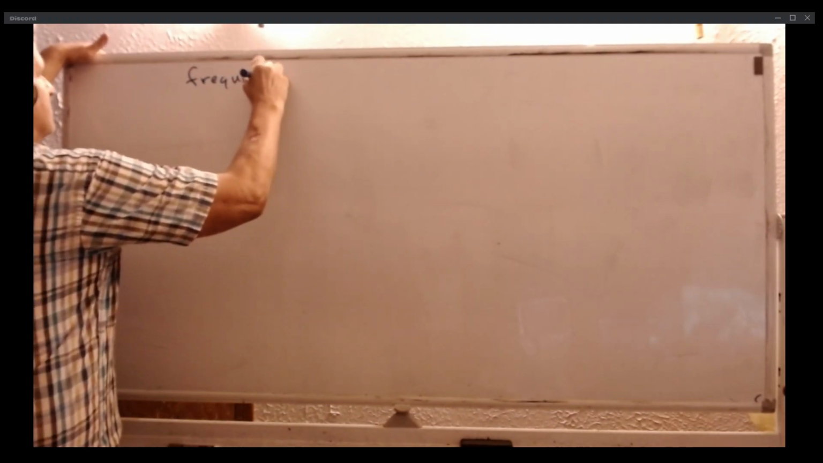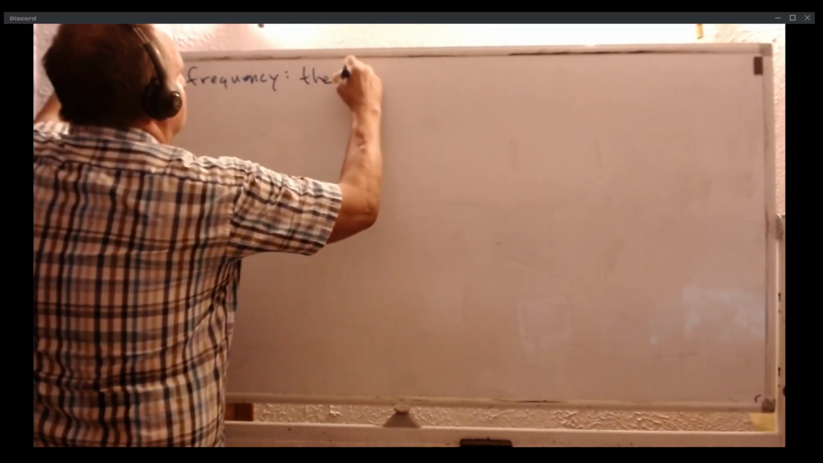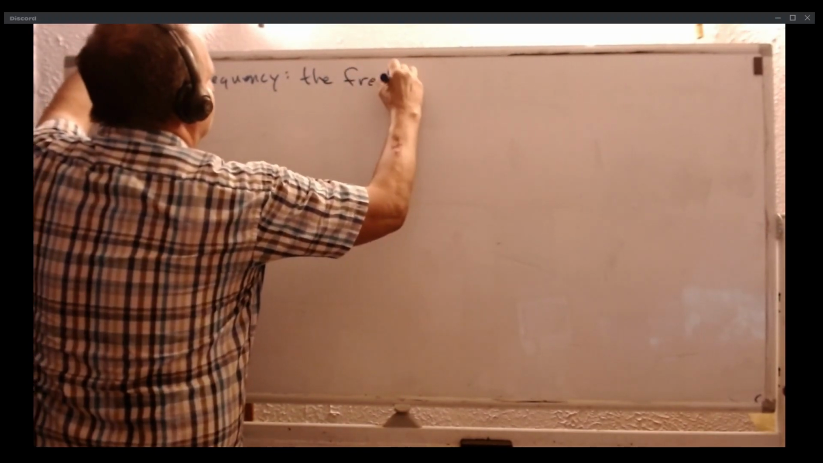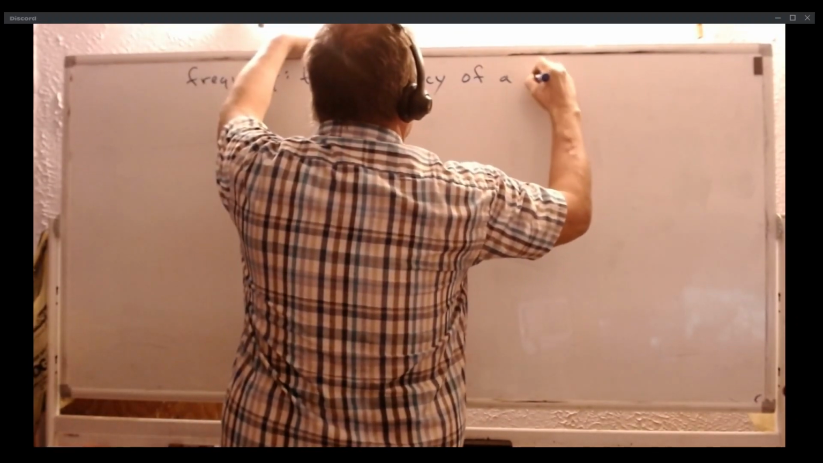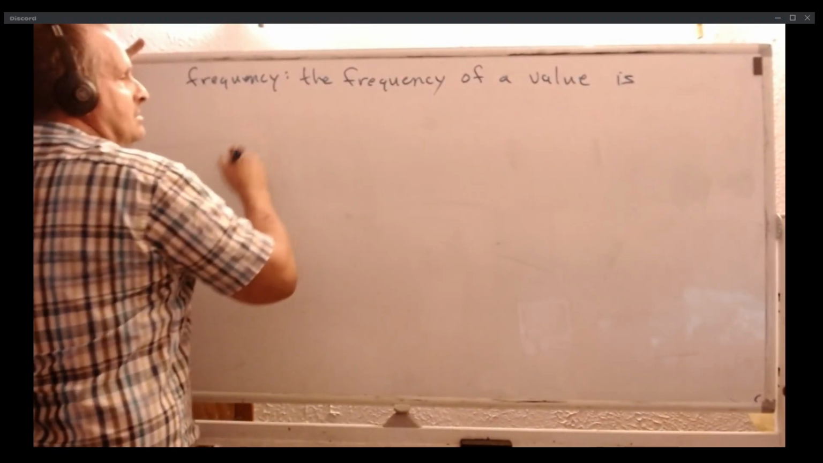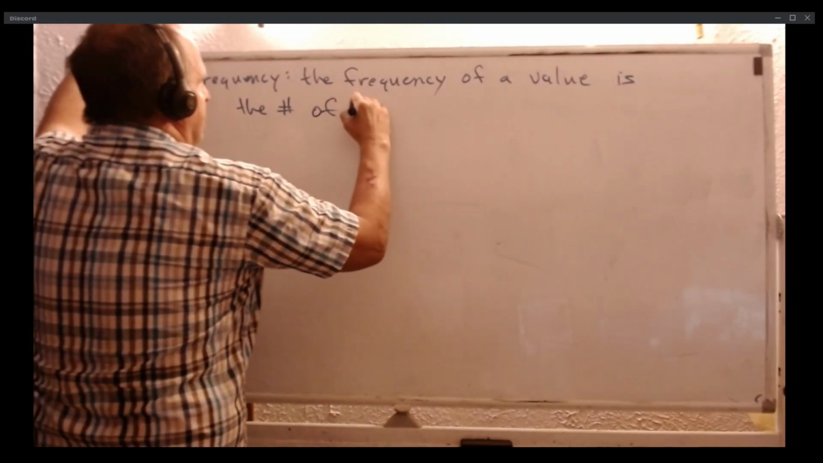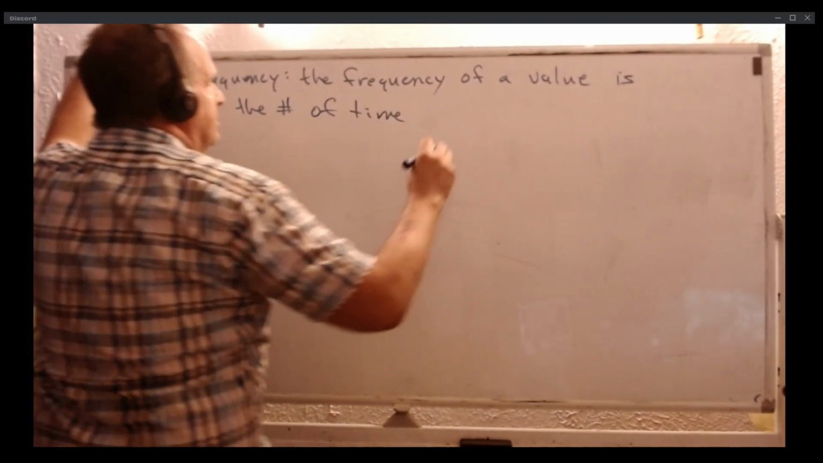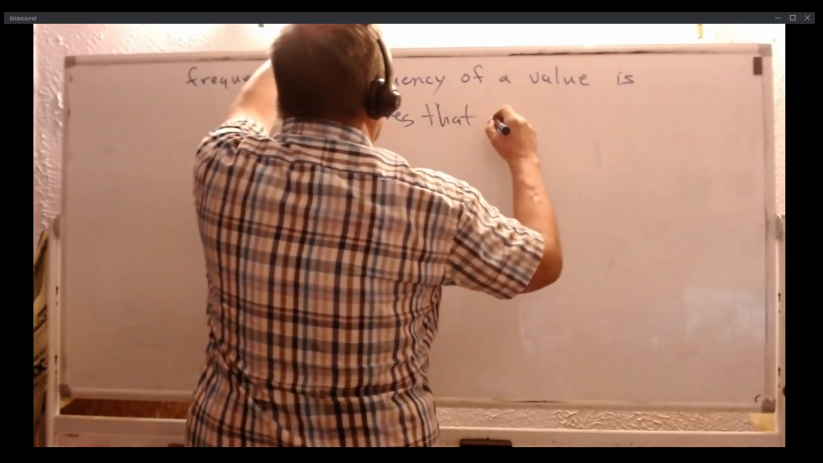Frequency. The frequency of a value is simply the number of times that value appears in the data.